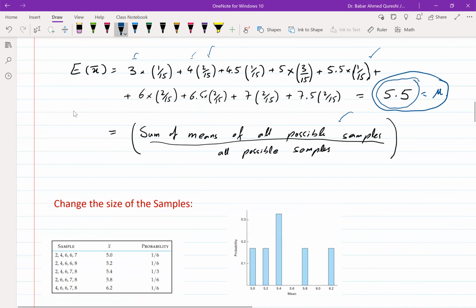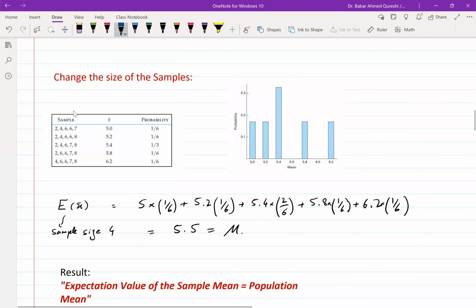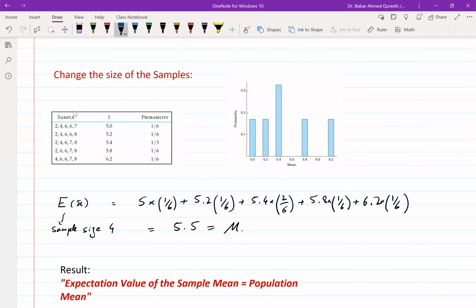So let's do the same example but change the sample size, and this time we are taking samples of size 5. So over here are listed all possible samples of size 5 without replacement, and you just compute their sample means. How did I get this 5? I just add these numbers 2 plus 4 plus 6 plus 6 plus 7 and divide by 5. So you get 5, 5.2, 5.4, and so on.